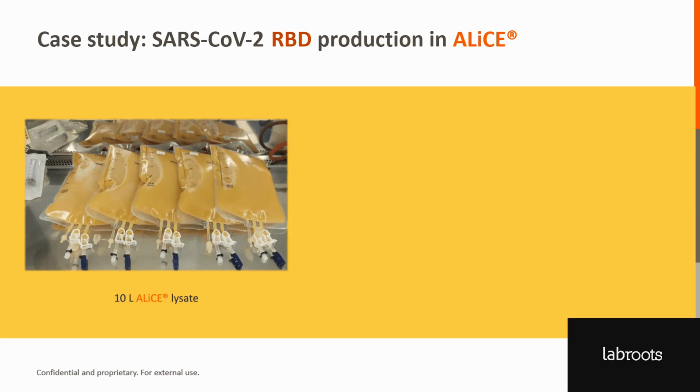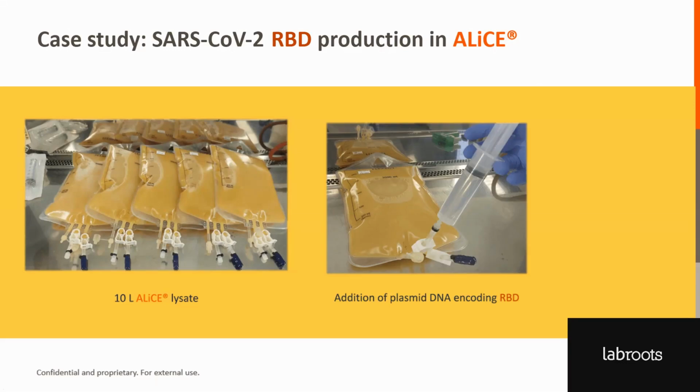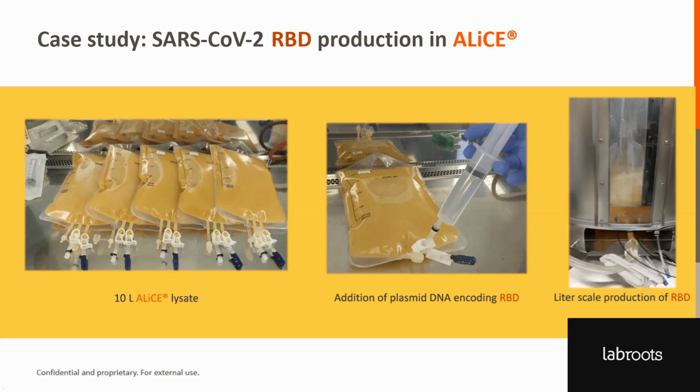Producing RBD in ALiCE was done, of course, in the microscale in the first instance for screening different vector candidates, but then we also moved to scaled production. So in this image, you can see what our ALiCE product looks like in the raw form, in the lysate that's produced by our system. We can then take this lysate, and we simply add the plasmid DNA that encodes for the receptor binding domain in this context, but it could equally be any other protein of interest to you. And then here, using a stirred tank reactor to shake the material and produce the protein.